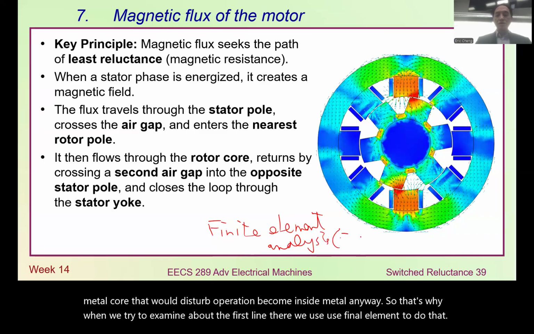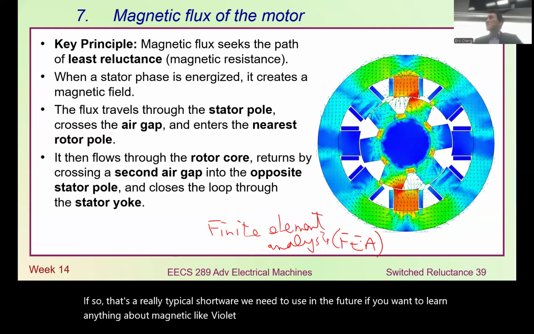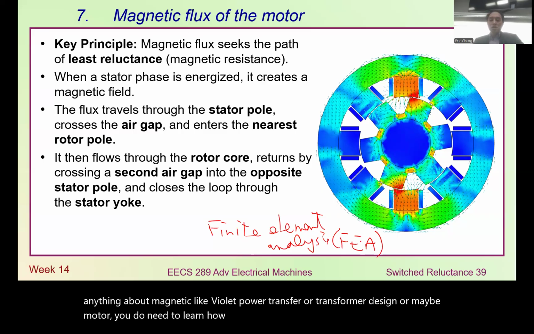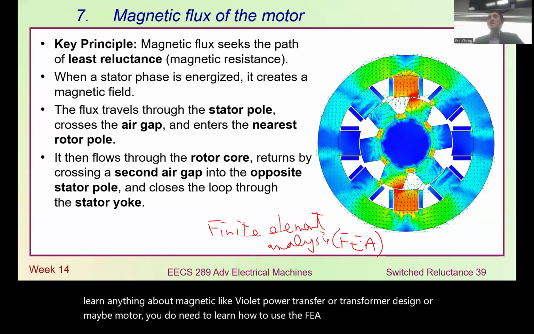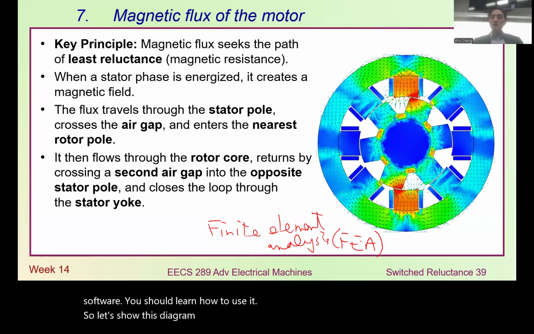FEA is a really typical software we need to use in the future if we want to learn anything about magnetics, like wireless power transfer, transformer design, or maybe motors. You do need to learn how to use FEA software. There are a number of FEA software packages available, for example ANSYS is one of the typical ones. You should learn how to use it. This diagram was also simulated by ANSYS.